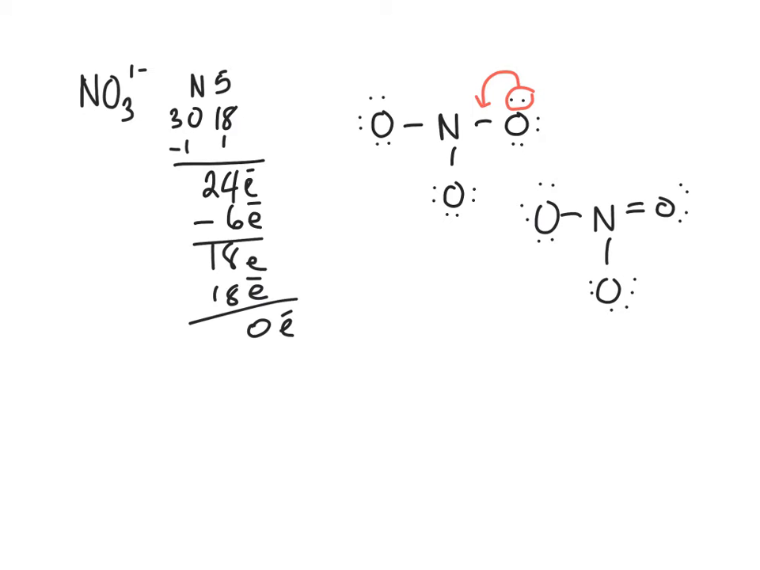So let's double check. 8, 16, 24. So all your oxygens are surrounded by 8. We've used the maximum number of electrons, and nitrogen is now surrounded by 8. So this is good. The only thing we have to add when we have an ion is square brackets and a negative charge. In this case, if it was positive, we'd put a positive charge.